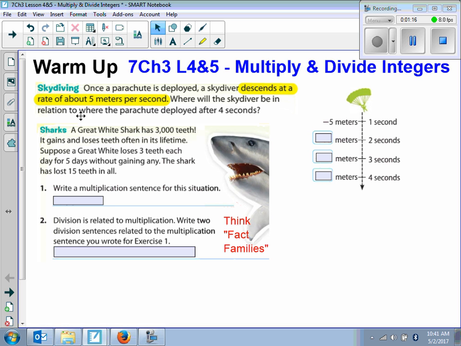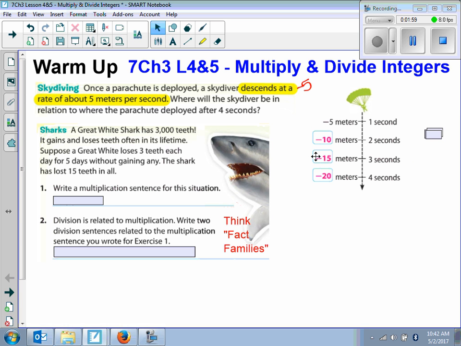So this is a negative 5. So 1 times the negative 5, let's write negative 5 up here. Negative 5 is equal to negative 5. So after 2 seconds, how many meters will he be here? Negative 10. Very good. So 2 times negative 5 gives me negative 10. You see that? So how about 3 seconds? Negative 15. Very good. Now look at this. 3 times negative 5 gives me negative 15. And then 4 seconds, it would be negative 20.